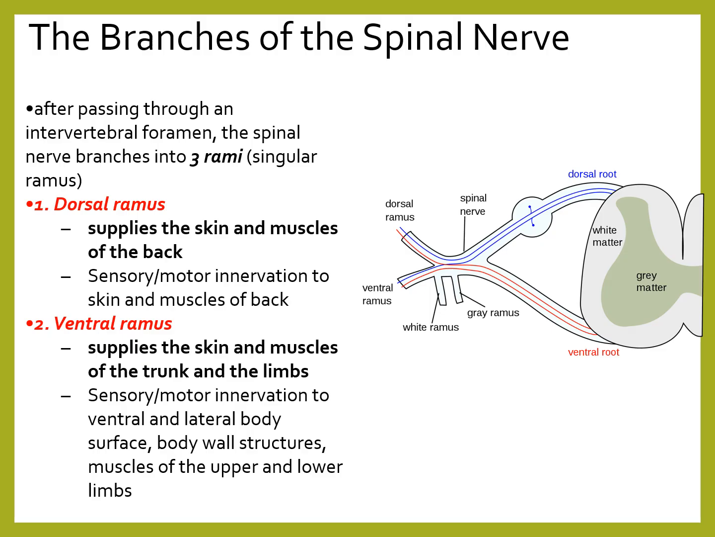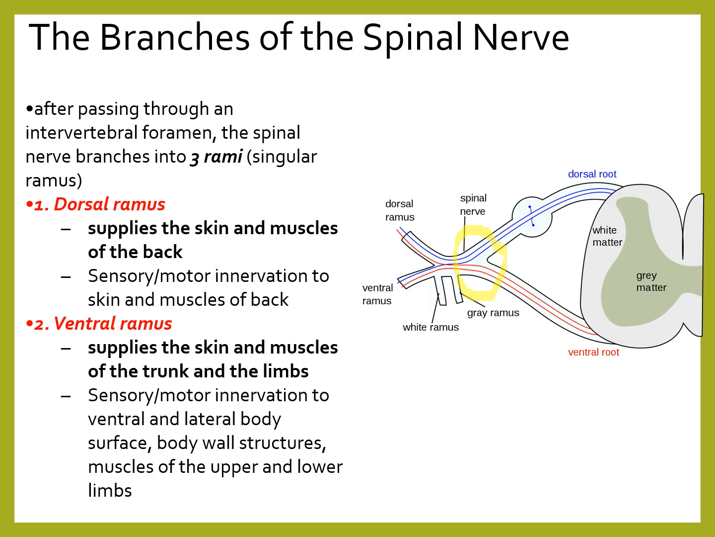Because you may not have learned about these rami in anatomy, let's go over it again. After passing through an intervertebral foramen, a spinal nerve, which I'm going to circle right here, branches into three branches, known as the three rami. Rami is a plural word. The singular word is ramus.